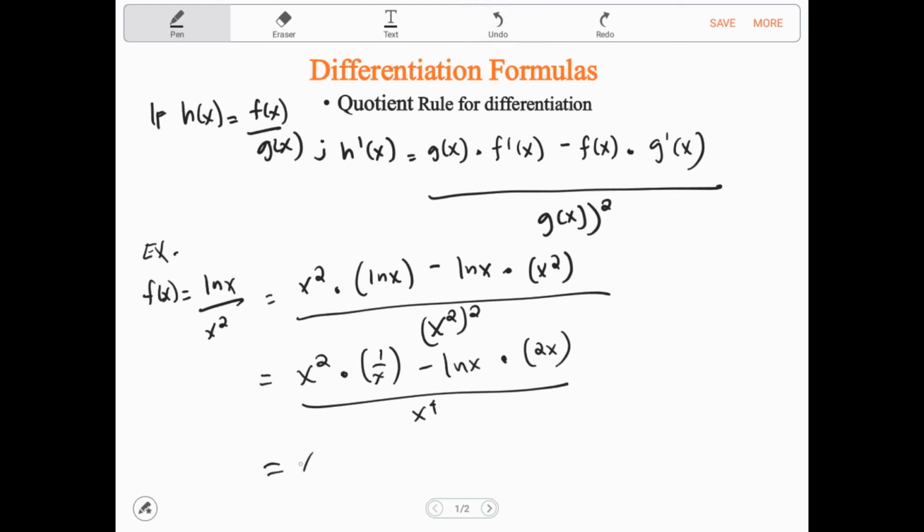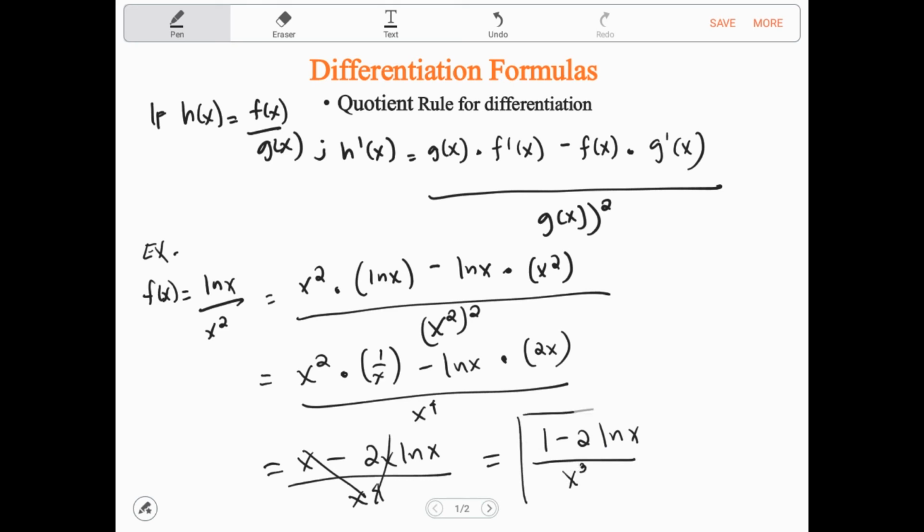So simplify. It's going to be x minus 2x ln x over x to the power of 4. We can observe common factors, like x. So what remains is 1 minus 2 ln x over x to the power of 3. So that's it.